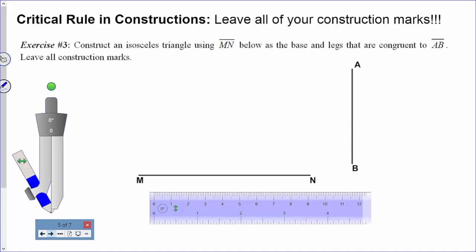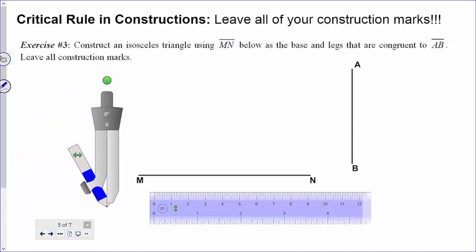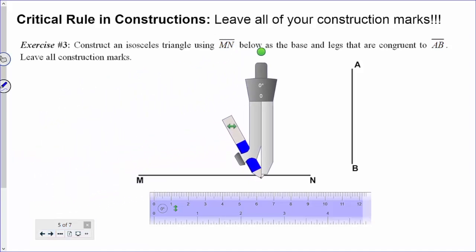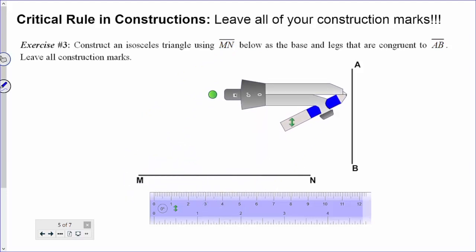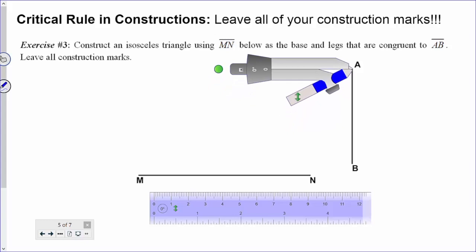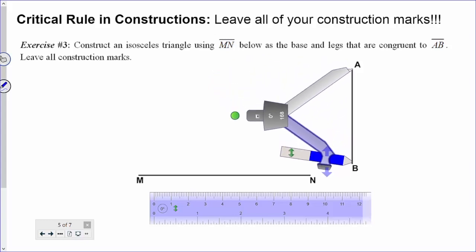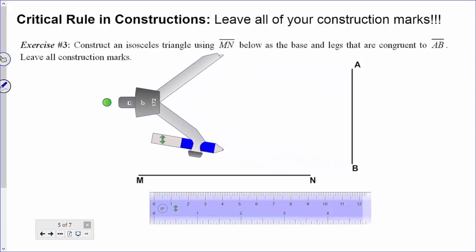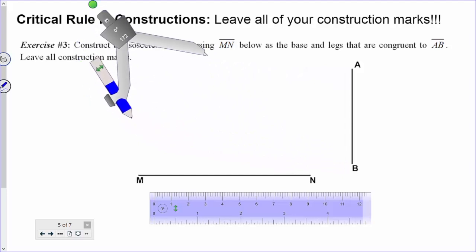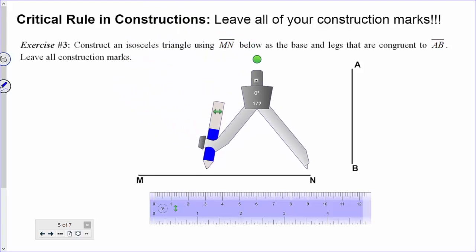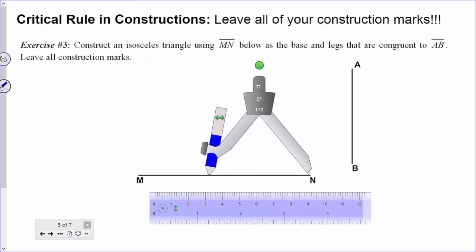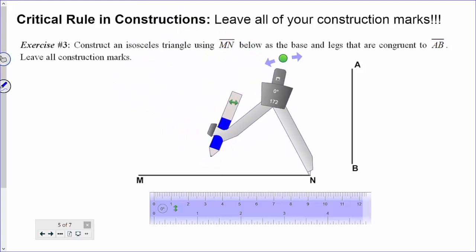Well, I'm going to use my compass and set it to a length of AB. And I've got to turn it a little bit perpendicular here. For you, it's probably going to be a little bit easier, but I'll just stretch this out so that it's a length of AB, right? Now, as long as I don't mess up and I rotate this back up, I can put the pointed end at N, and I can draw an arc.